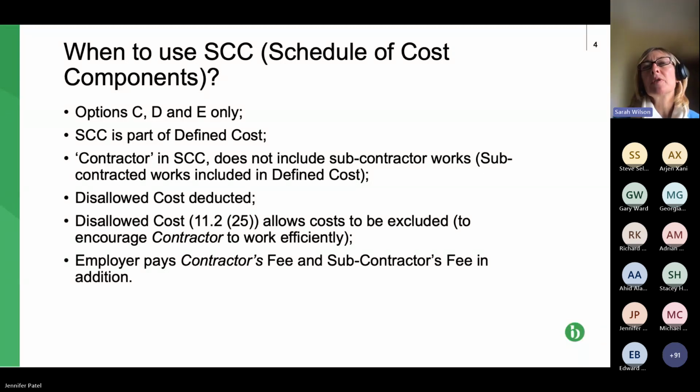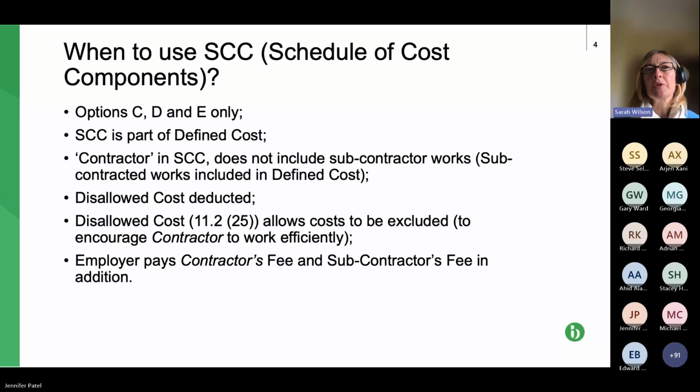So when do you use the schedule of cost components? First bullet point, it is used for option C, D and E of the NEC form of contracts. So they are your pain gain sharing contracts, that's C and D, and then E is the reimbursable contract. And it's basically used to calculate the monthly interim payment applications that you make in regard to each of those contracts. So it is quite important.